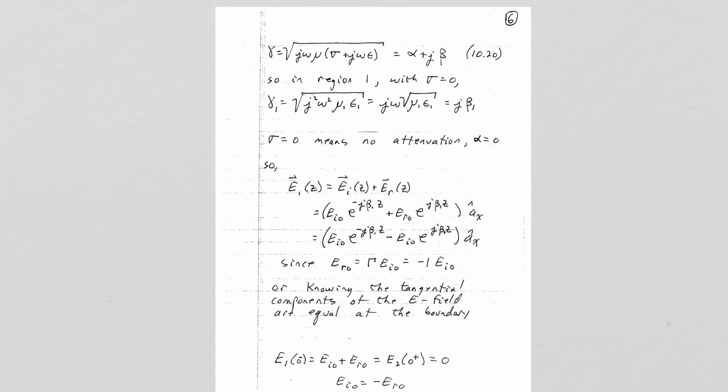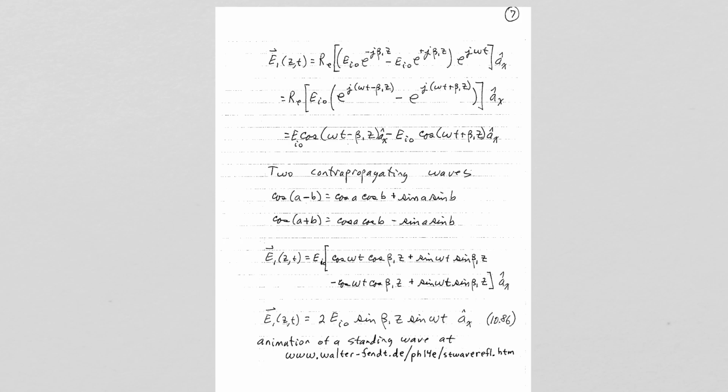And since our reflection coefficient is -1, we can substitute for the amplitude of the reflected wave minus the amplitude of the incident wave. So now let's take our phasor form of our electric field intensity, multiply by e to the j omega t, and take the real part. When we do that, we get this result, which is two contrapropagating waves, or incident and reflected waves, and we see that they have the same amplitudes.